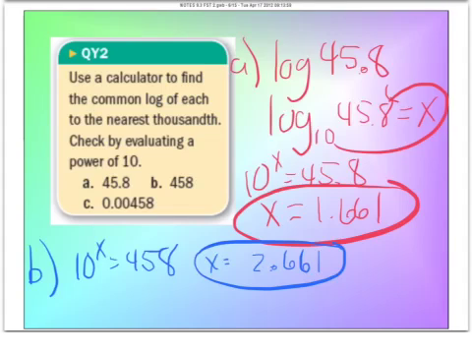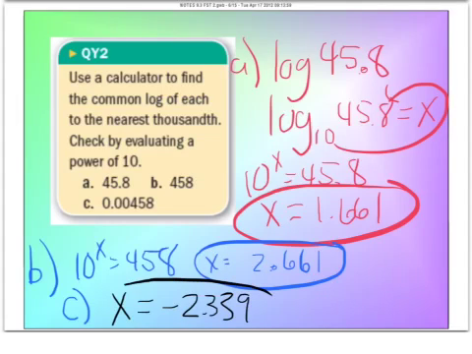And then the last one, just do the log of 0.00458. What you're going to get on this one is slightly different for part C. The x value, if you solve that, you're going to get negative 2.339 for the log. Now the only thing I want you to note about the log button on the calculator, that log button is only for base 10. If this was a base 8 or a base 5, you could not use that button, so just be cautious of that.